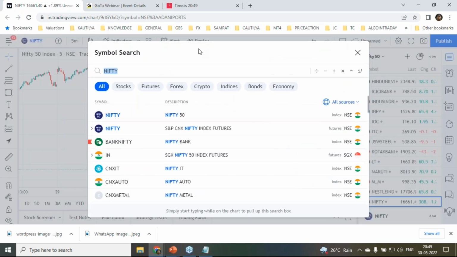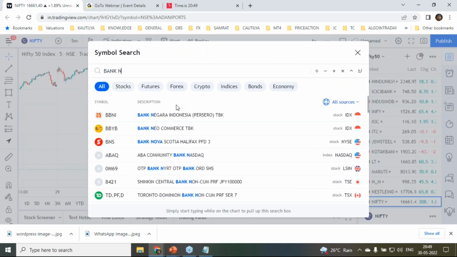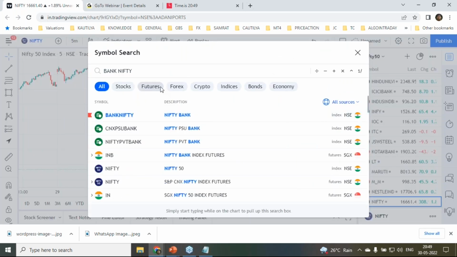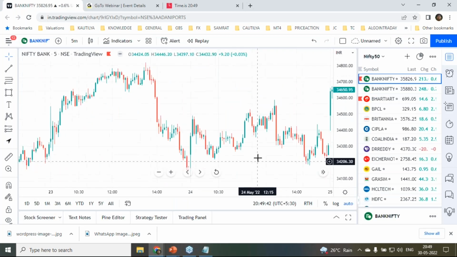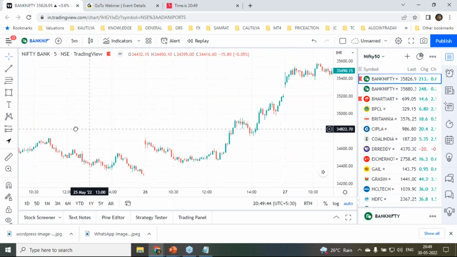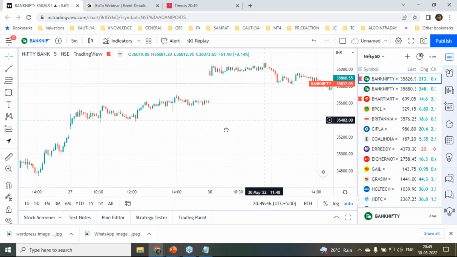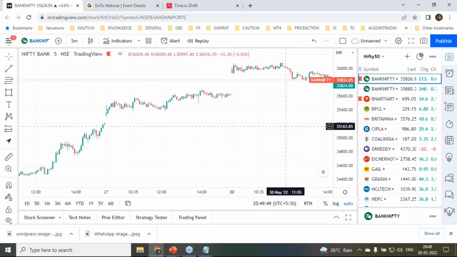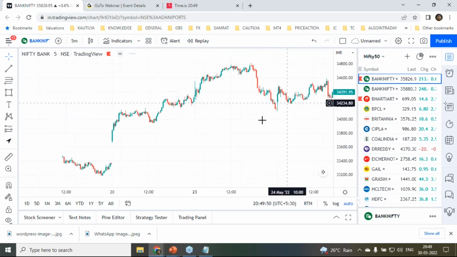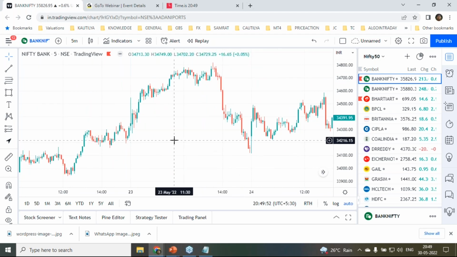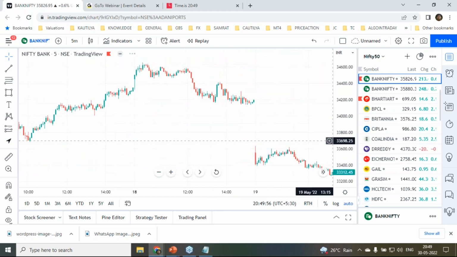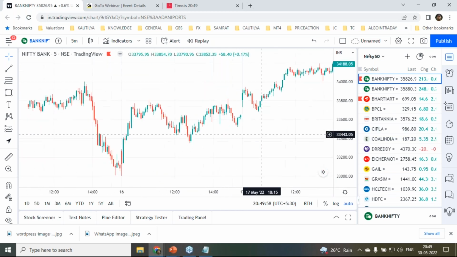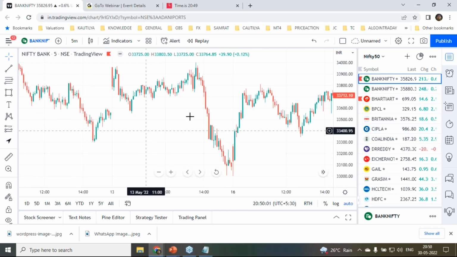No, let me try Bank Nifty. Bank Nifty. How about abnormal compression? These are all normal movement. I'm trying to find a solid compression, a classic compression where you properly see price coming to the root of compression.